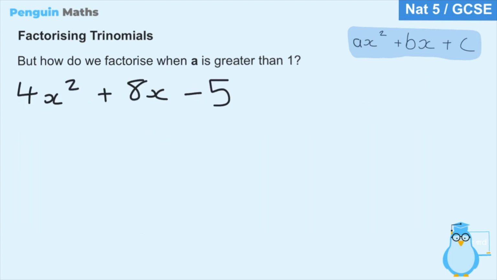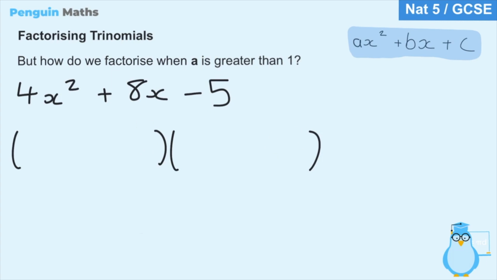Okay, so let's have a look at this next example, where we have the expression 4x squared plus 8x minus 5, and we want to put this trinomial again in a set of two brackets. So we know that the first two terms have to equal 4x squared when multiplied together, and the last two terms have to equal minus 5 when multiplied together.